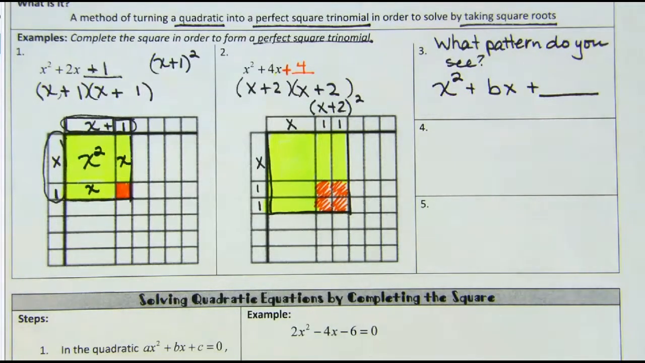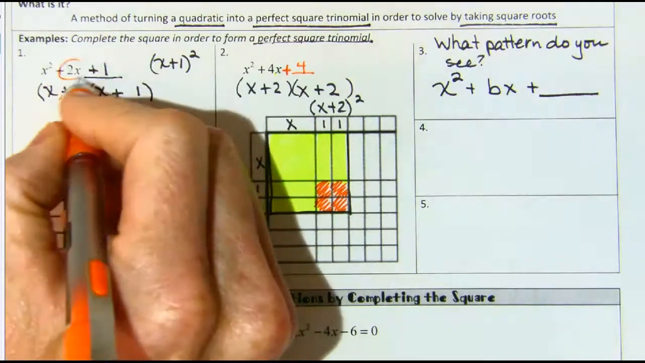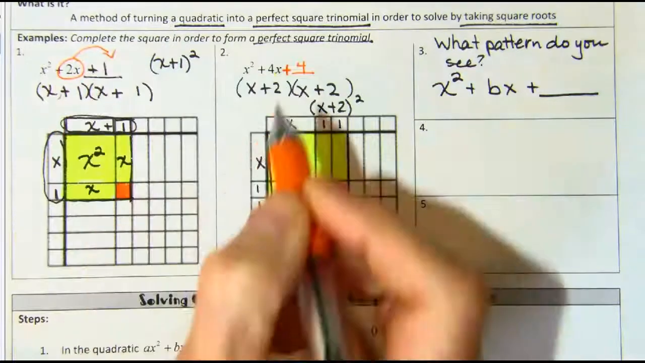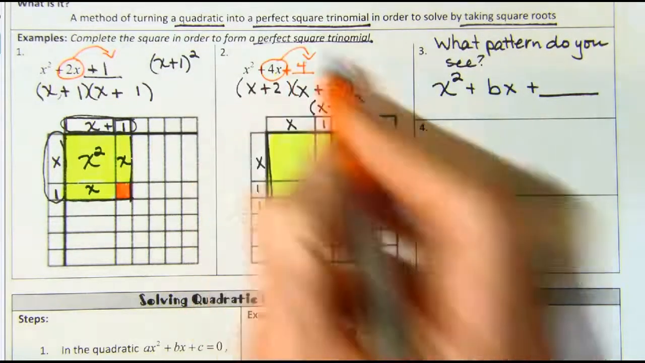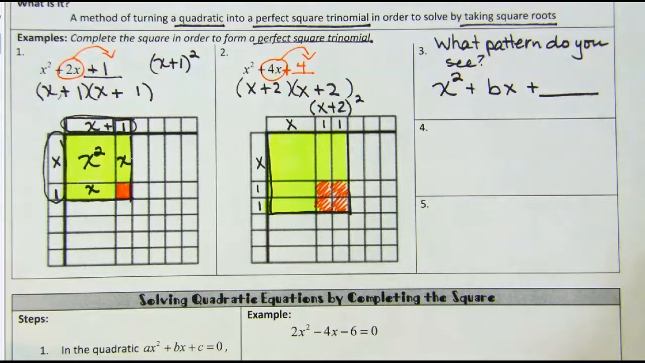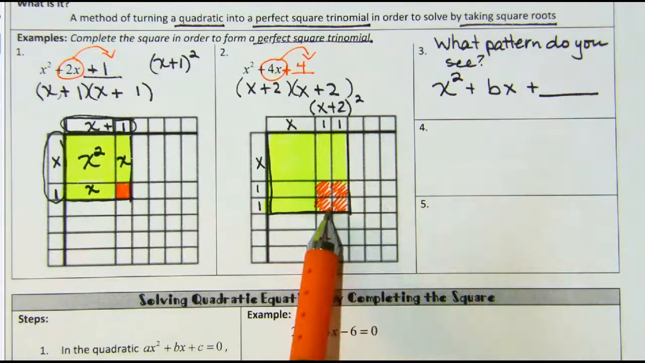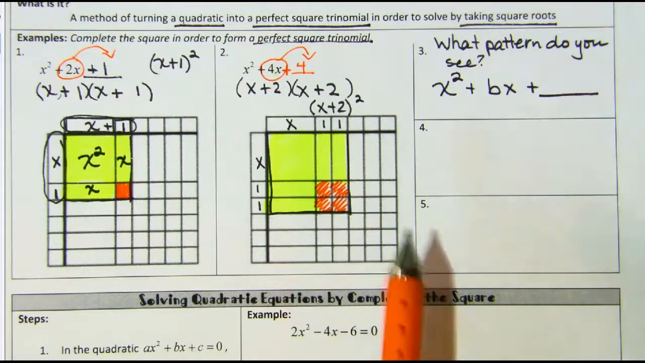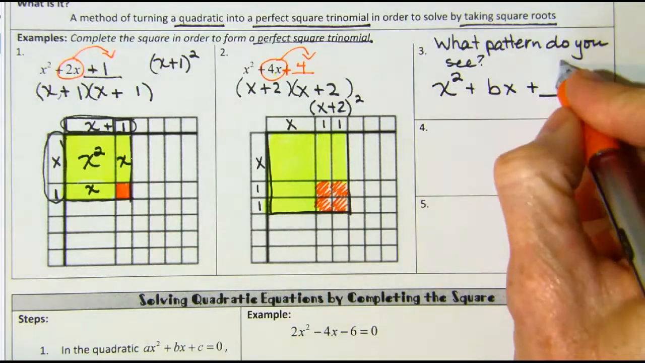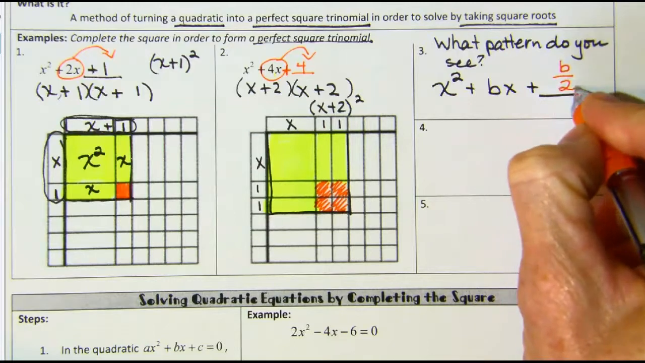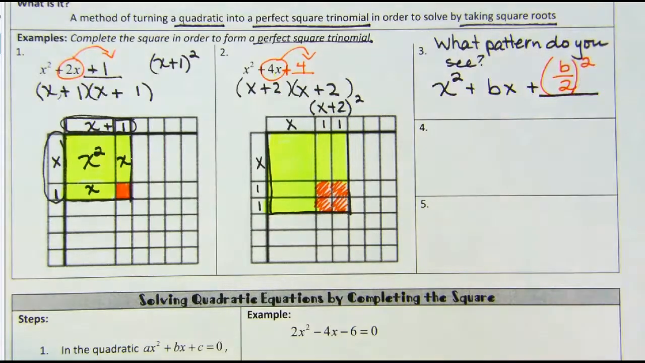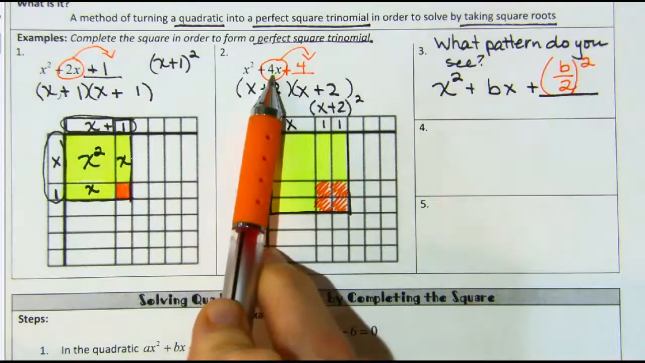If you look back over here, 2 went to 1, but 4 went to 4. So what is going on with that? Well, we added 1 and we added this one. So what actually is going on here is we take b and we divide it by 2 and we square it. So it's easiest to see on this one.